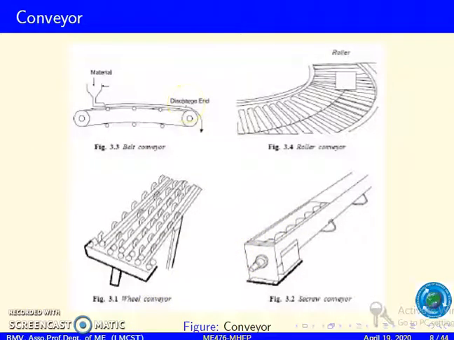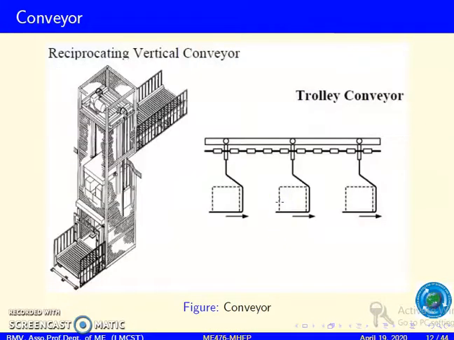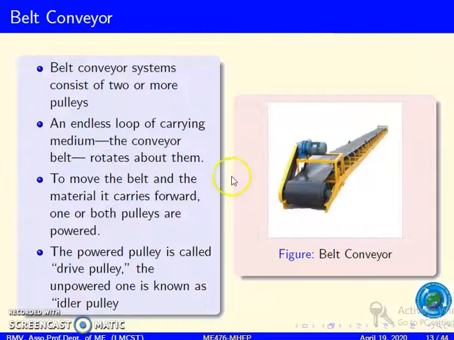So this shows the schematic of all the conveyors: belt, roller, wheel, screw, etc. So these are the schematic of different types of conveyors. Now we will see each conveyor in detail. The first one is the belt conveyor.